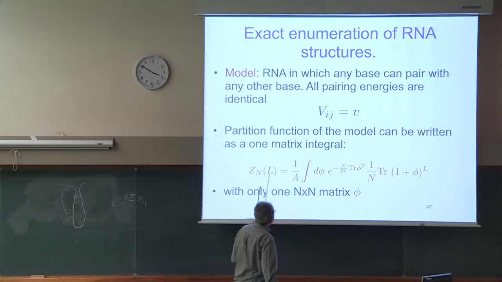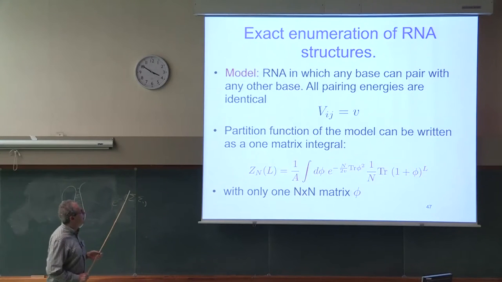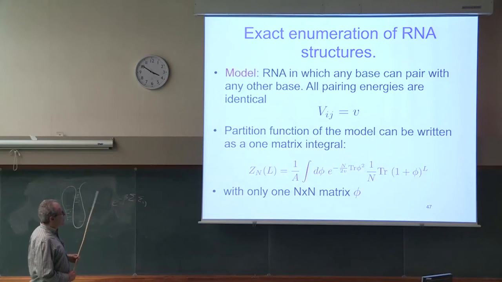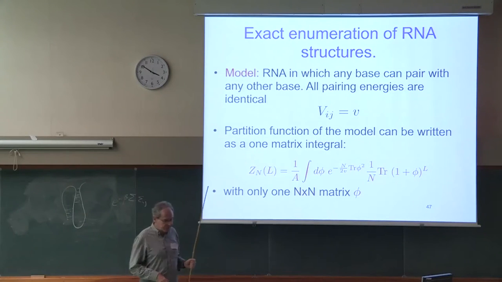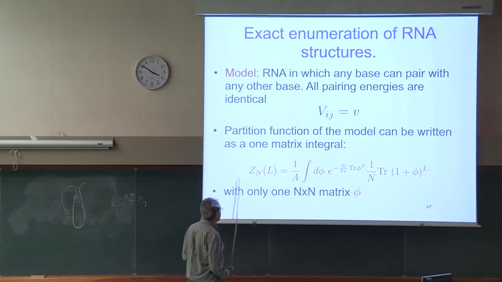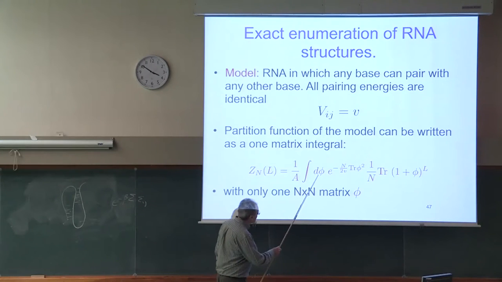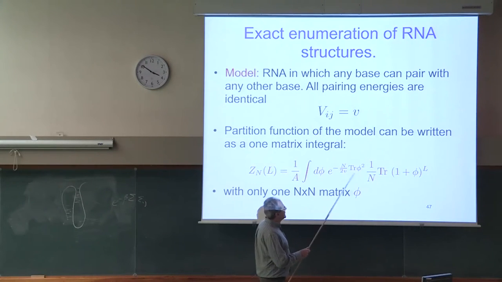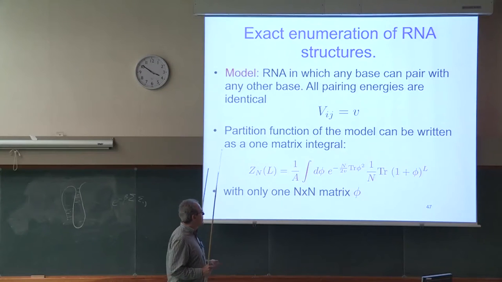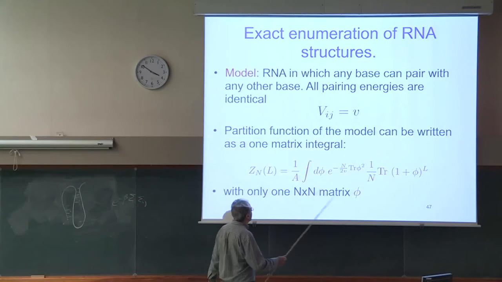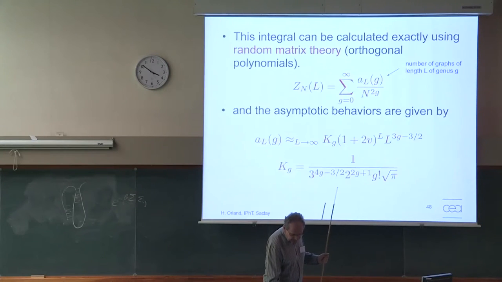So, of course, there is an interesting problem of combinatorics in this. You can ask, what is the number of RNA graphs with given genus? The number of RNA graphs with given genus can be obtained from this matrix integral, it's a one matrix integral. Essentially, if you allow any pair to be formed, so any base to pair with any base, you get a one matrix integral, which is given by this, and which you can calculate using your favorite methods.